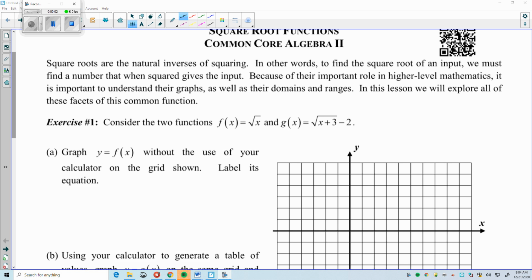So today we're going to start our square root function unit and radicals and the quadratic formula. And we're going to just start by looking at our square root function. So square roots are the natural inverses of squaring. Like x squared and square root, they're inverses of each other. I want you to think about that as we are looking at this unit, just because it's important to understand their graphs and then their domains and ranges as well. So that's what we're going to look at on this first one.